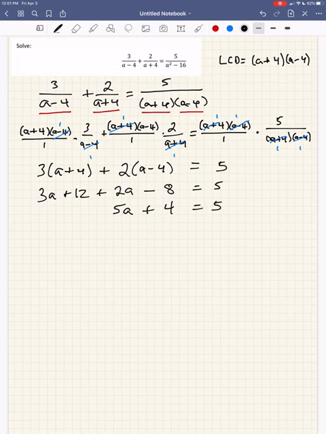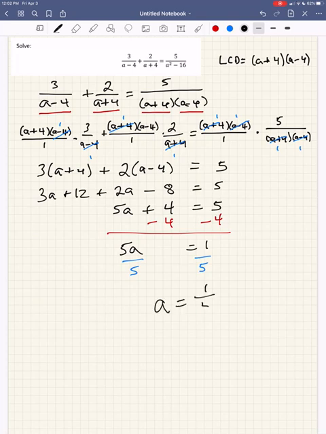Now I'm going to solve this equation. It's just a to the first power. This is a linear equation, so I can just get a by itself. So I'm going to subtract 4. That leaves me 5a equals 1. Then I'm going to divide both sides by 5. So I get a equals 1/5.